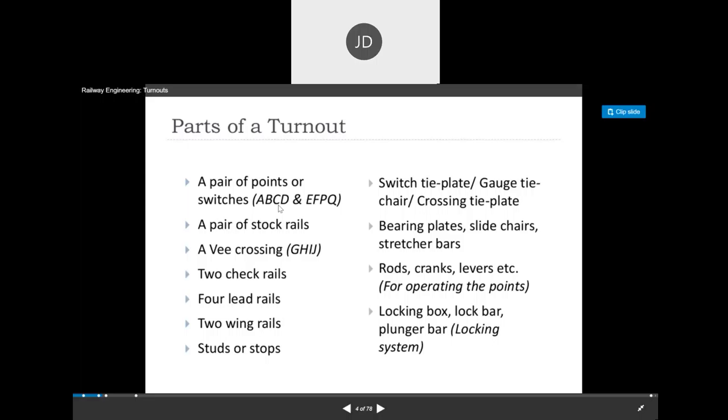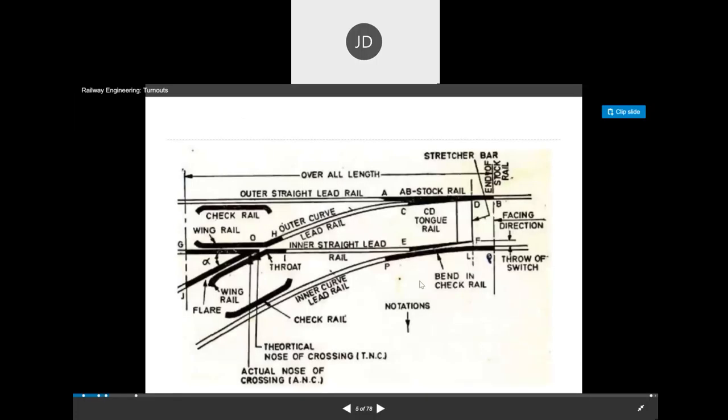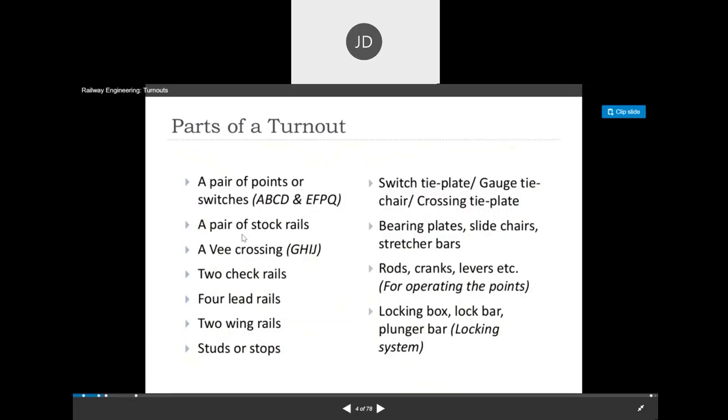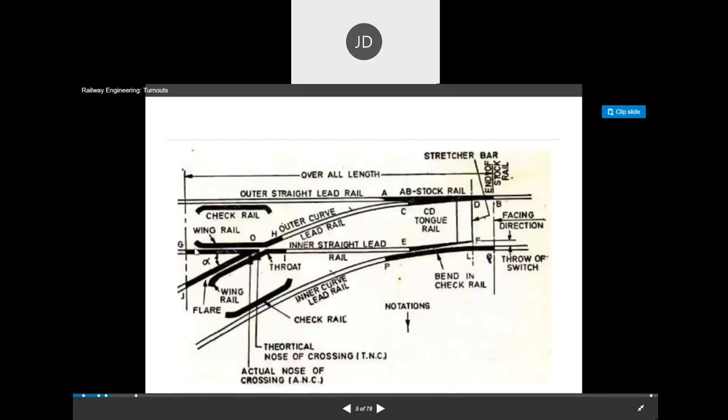First of all, just read out about the different components of point and crossing or turnout. So we need a pair of points, or you can say switches. ABCD is coming from the diagram. I will show you a pair of point and crossing or switches like ABCD, maybe somewhere here. Here you can see there are switches. This is the point part, this is the crossing.